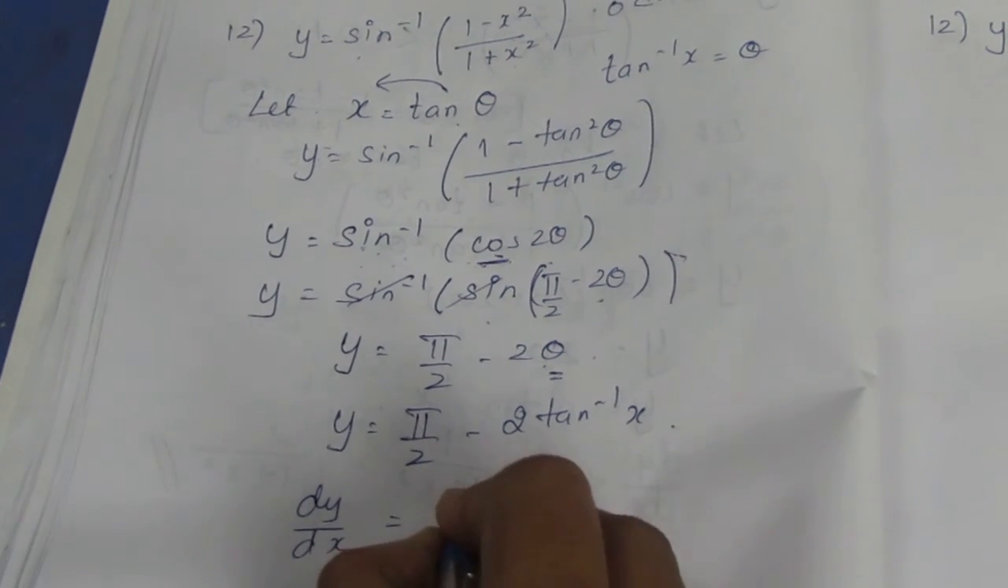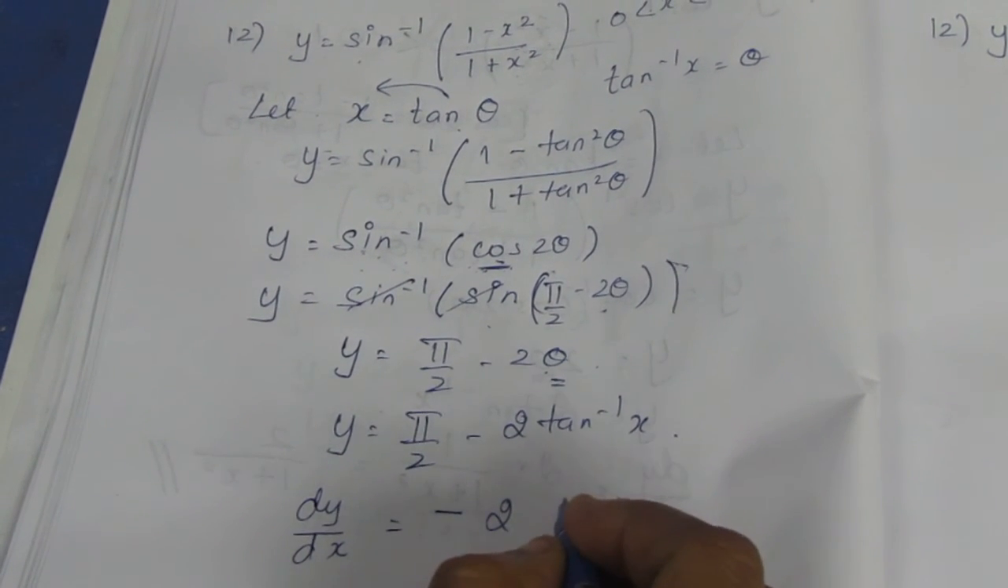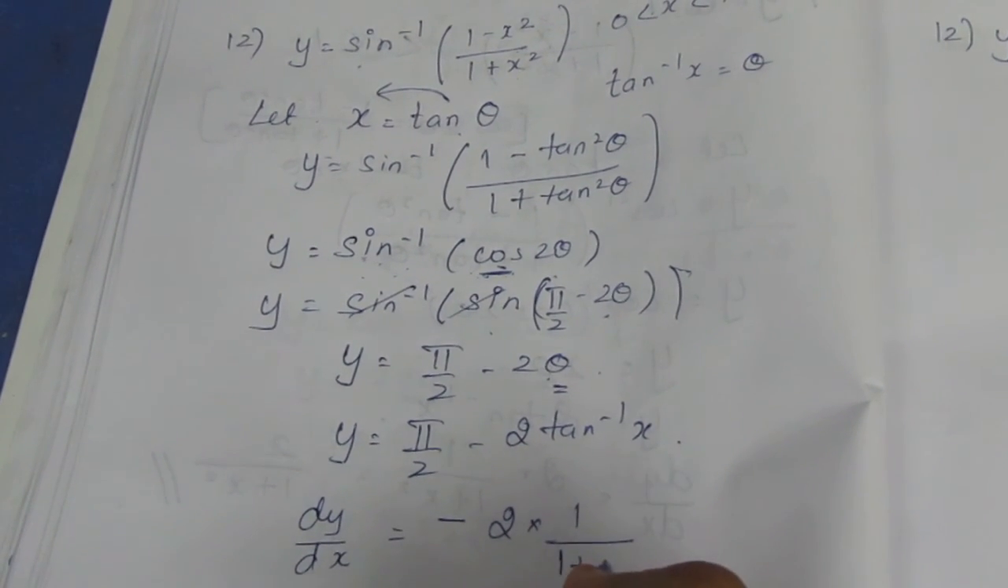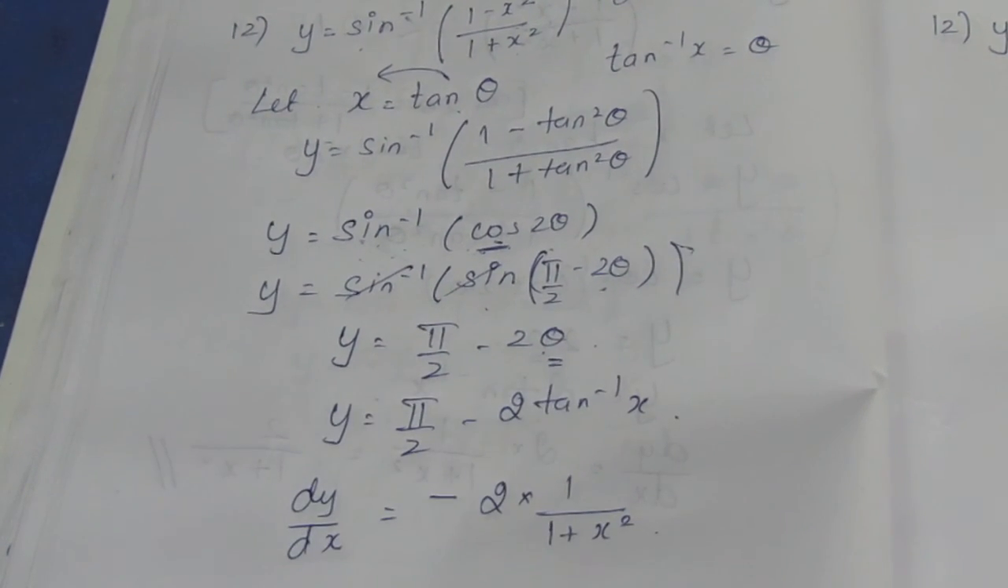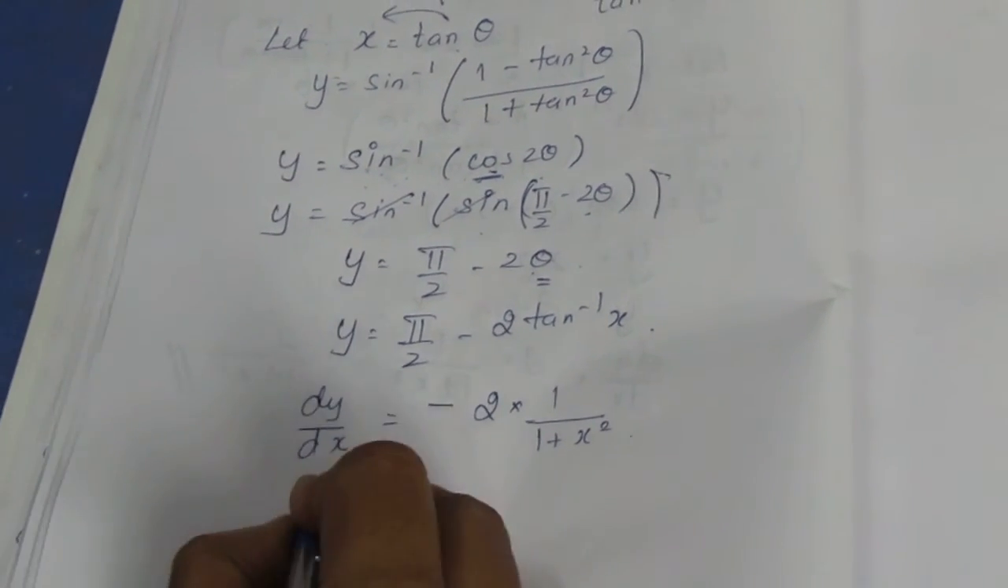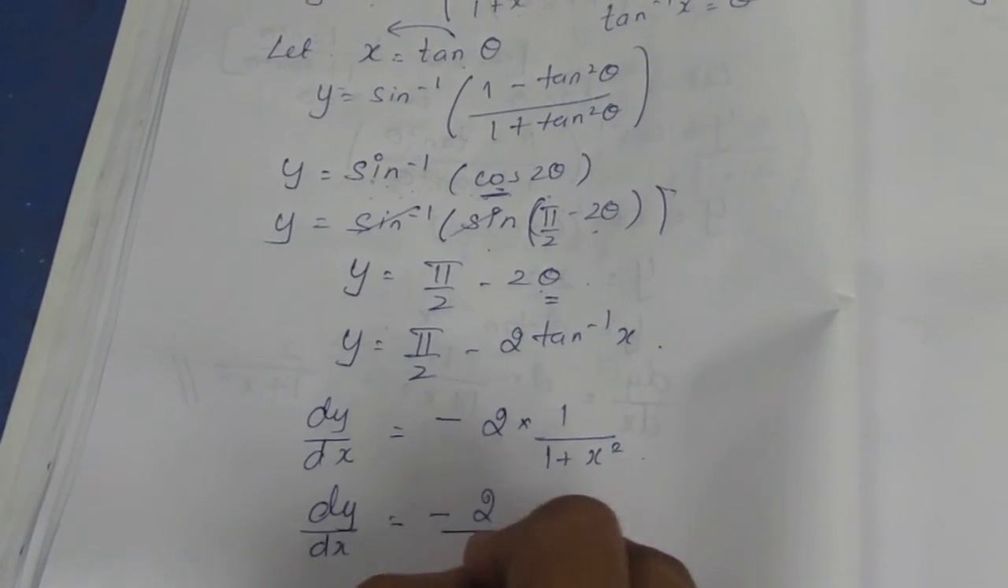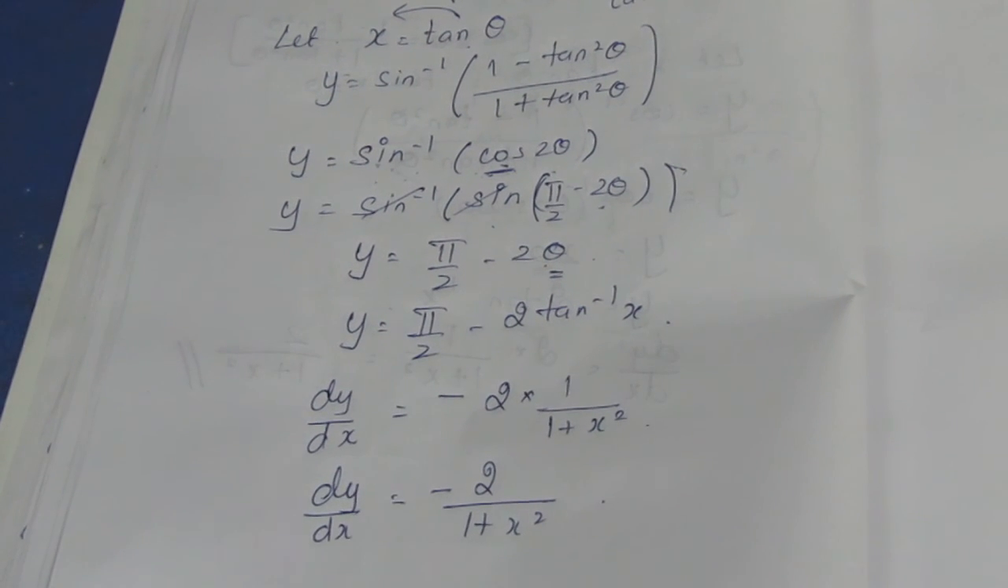So 0 minus 2 times the derivative of tan inverse x, whose value is 1 by 1 plus x square. So here it becomes dy by dx is equal to minus 2 by 1 plus x square. This is your final answer for the sum.